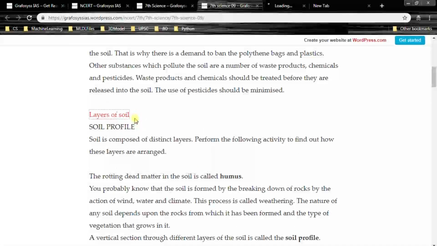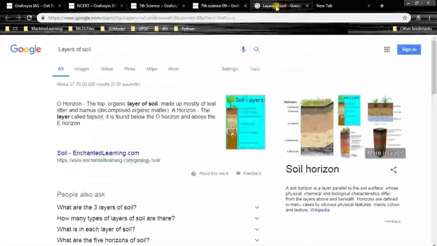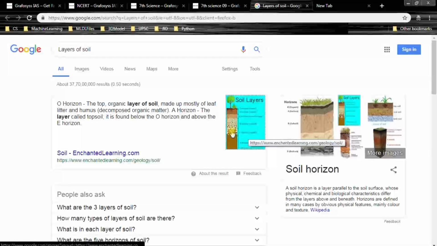Layers of soil. Soil profile. Soil is composed of distinct layers. Perform the following activity to find out how these layers are arranged. So there is an activity given to dig the soil up to some depth and look at the layers. So this is the soil layer.